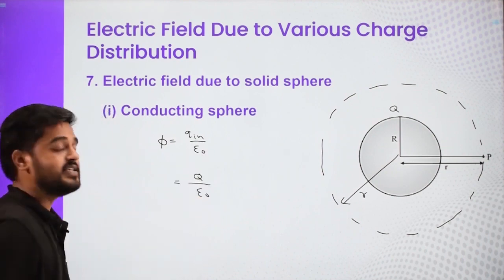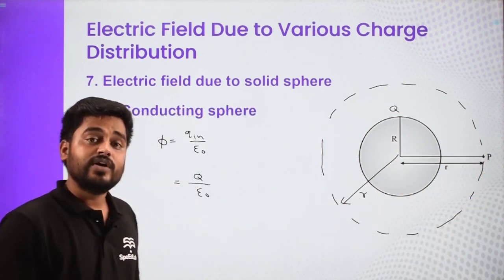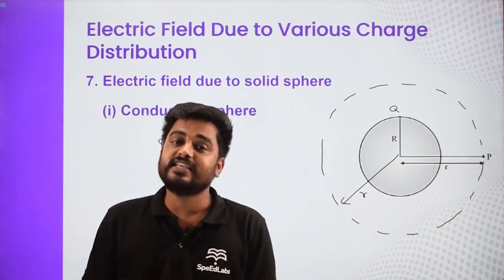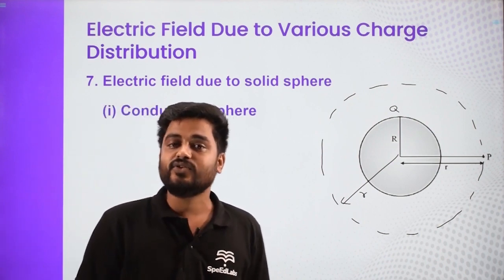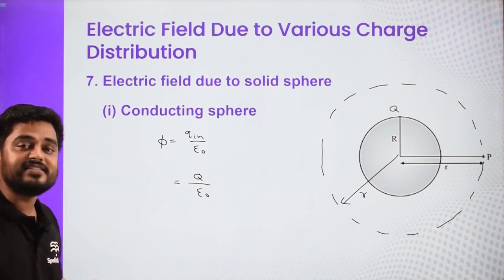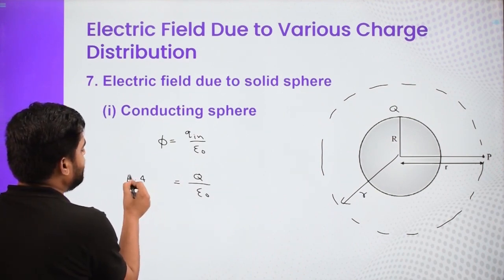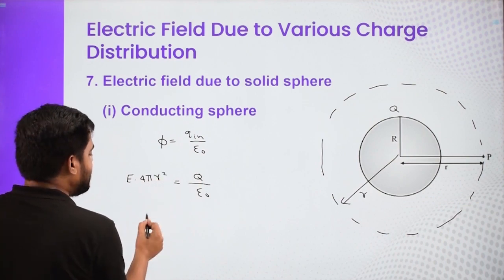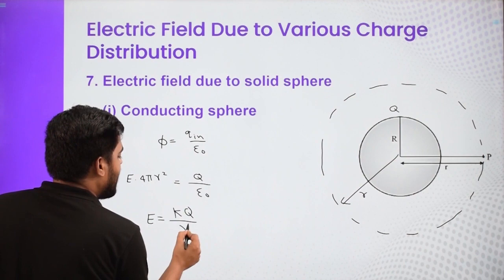What is the total flux? If E is the magnitude of the field, and it is radially away, then E dot dS means E dS cos theta, or E dA cos theta. So theta is going to be 0 and the integration is just E times the total area. So the electric field times the total area, which is 4 pi r square, and again we get the same result as the point charge, which is KQ by r square.